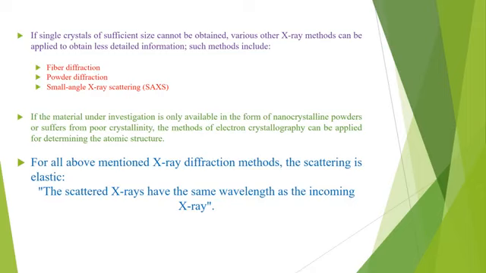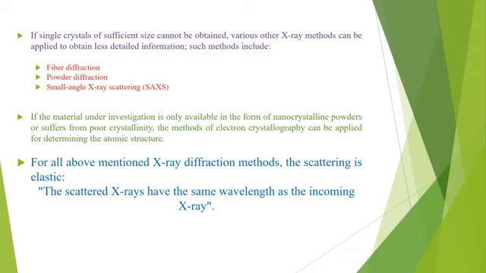And if the material under observation is only available in the form of nanocrystalline powder, which is also very small in size, or it suffers from poor crystallinity, the method of electron crystallography can be applied for determining the atomic structure. So, for nanocrystalline powder size crystals, the method that we use is electron crystallography, and it is used to determine the atomic structure.